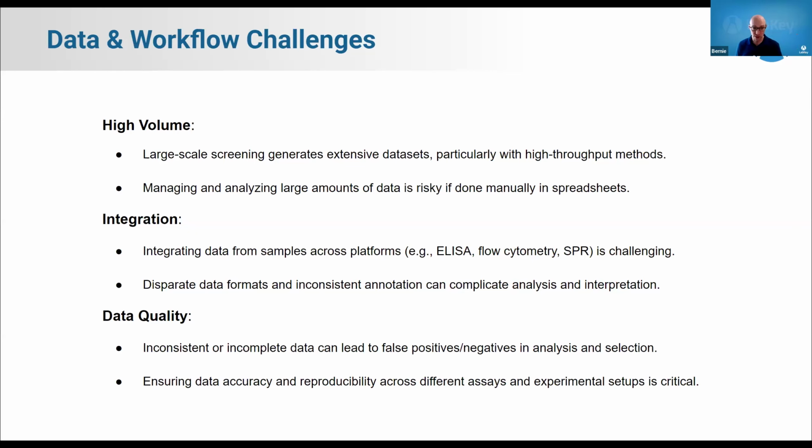There are also some quality challenges. Things like inconsistent and incomplete data can lead to false positives or negatives in your analysis and selection. And while, when you're going from millions to billions of candidates down to a few, you're using broad strokes, you still don't want to miss things that are potentially good unnecessarily. Then ensuring data accuracy and reproducibility across the different assays and experimental setups is, of course, critical.